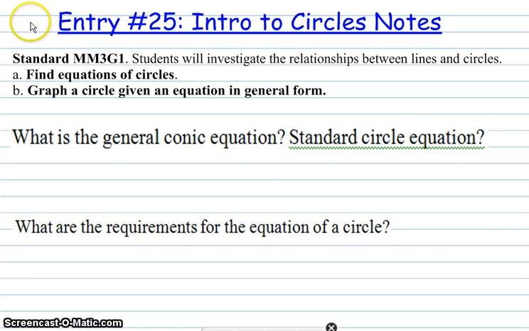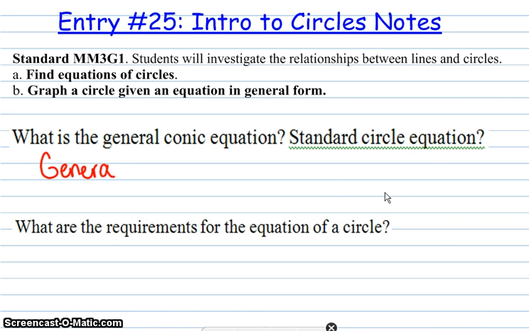The standard we're talking about in particular is MM3G1, where students will investigate the relationships between lines and circles, and we will find equations of circles, and we will graph circles given the equation in general form. So first off, we have to talk about what general form of a conic equation is, and the standard circle equation. Now, the general conic equation is used because there are 4 different types of conics. There's circles, ellipses, hyperbolas, and parabolas. So I'm going to go ahead and start up our recording.